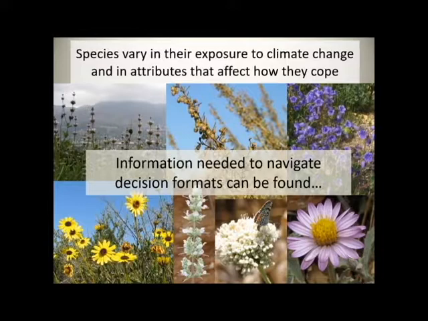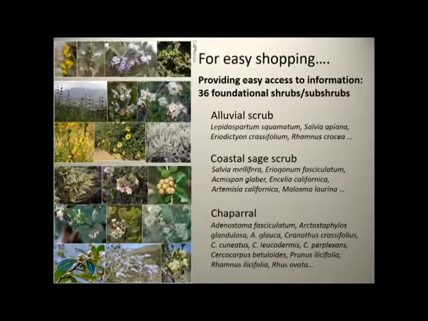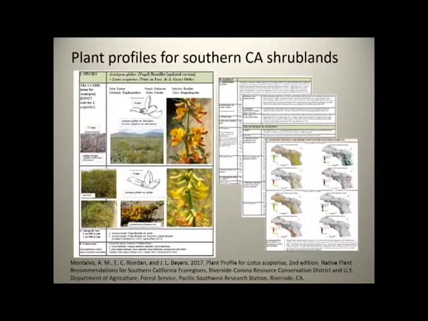So there's a lot of differences among species. We need to know more about them. We need information, and that information is all over the place. So what we've tried to do is combine a lot of information about the ecology and the genetics and the fire response behavior and seed germination and common gardens and everything we can scrub from the literature and from people, for easy shopping for information, for alluvial scrub, coastal sage scrub, and chaparral. And we include things like really cool common garden experiments in those profiles. The profiles are what we've done so far, posted at a website, the RCD website.